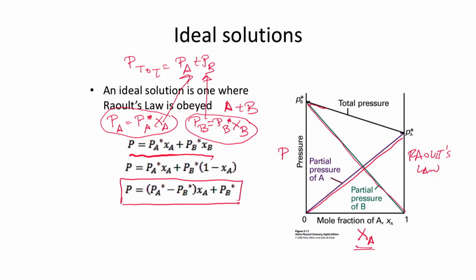The total pressure is in black. So that's showing you what both of these things are doing, right? This is A and B together. So if I just took my green curve and my purple curve and I added them together, I would get the total line, which is the total pressure for the entire system for the solution.